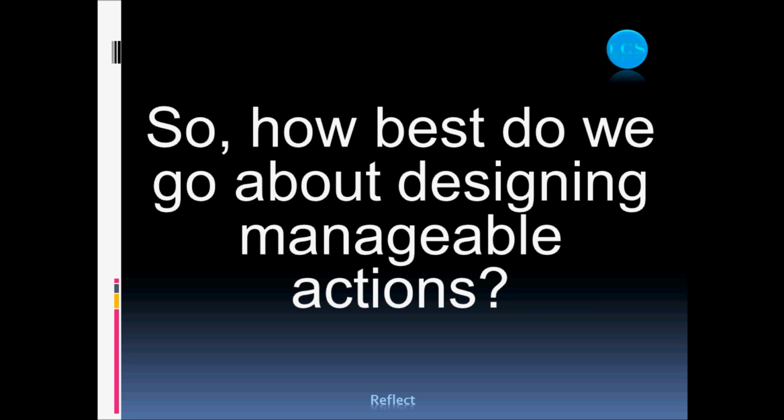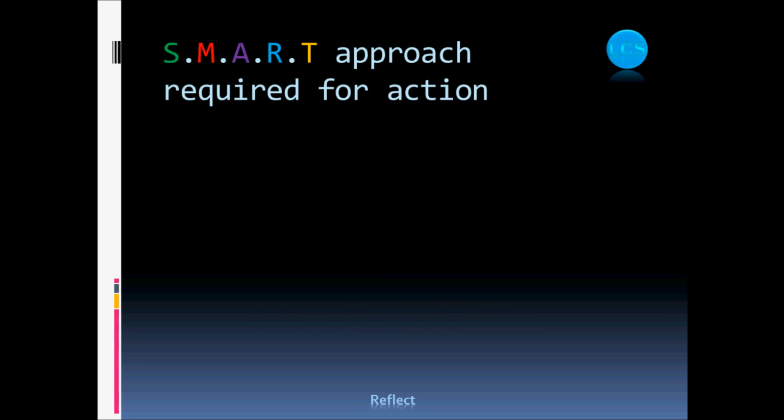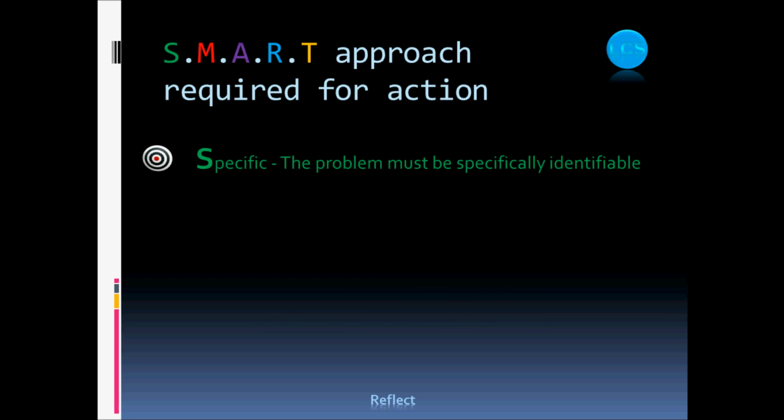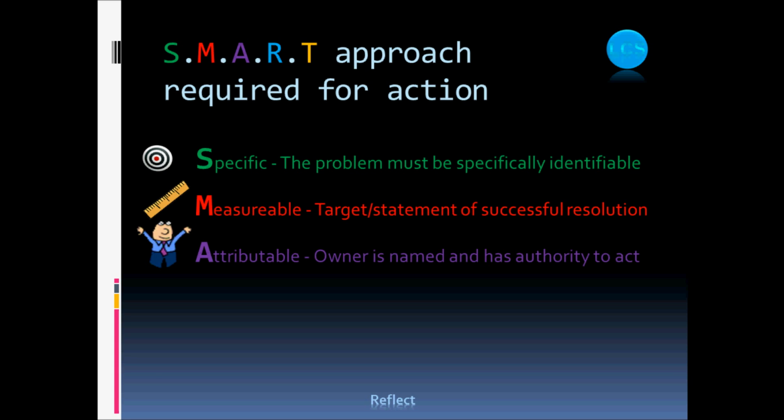So how best do we go about designing manageable actions? One such approach is to apply the SMART method. The SMART approach requires that the problem must be specifically identifiable. Next, it must be measurable. There must either be a quantitative target or at least a statement of successful resolution. Next, we need to ensure that there is an attributable owner who is named and who has the authority and the resources to ensure that the action is executed.